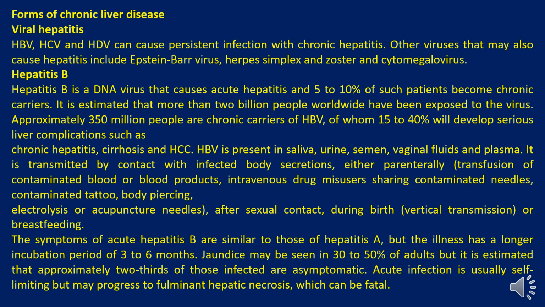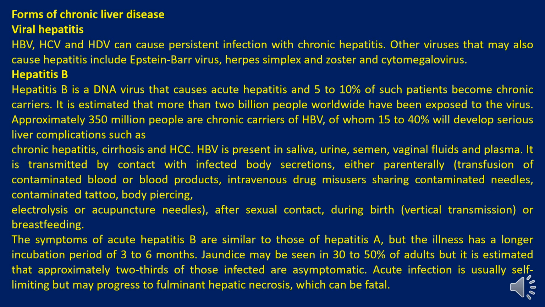It is transmitted by contact with infected body secretions, either parenterally, through transfusion of contaminated blood or blood products, intravenous drug misuse sharing contaminated needles, contaminated tattoo, body piercing, electrolysis or acupuncture needles, after sexual contact, during birth, via vertical transmission or breastfeeding. The symptoms of acute hepatitis B are similar to those of hepatitis A, but the illness has a longer incubation period of 3 to 6 months.